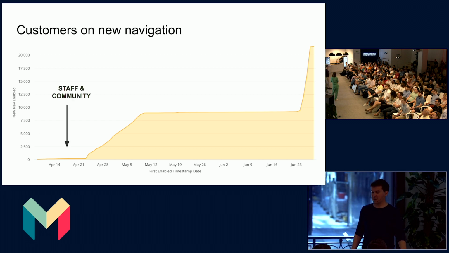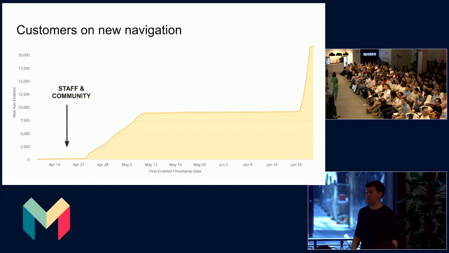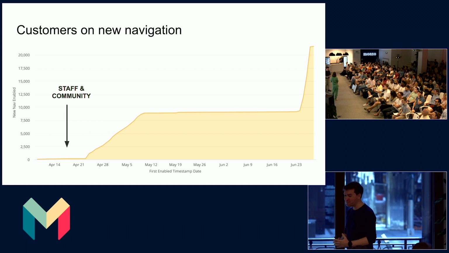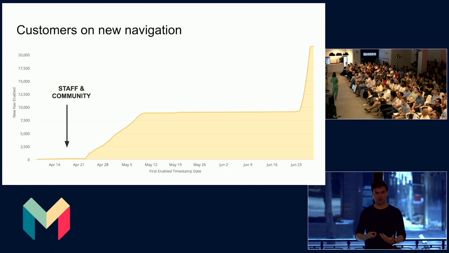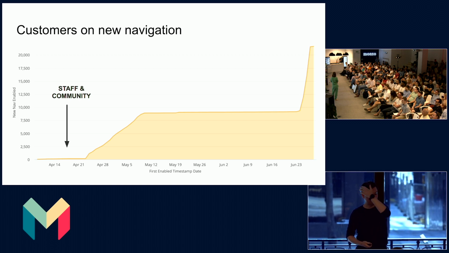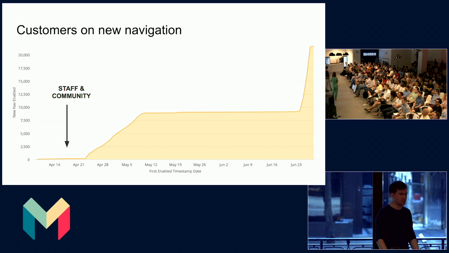So we started in April. We built a version of the app, heavily feature flagged, only available to our team. And we started getting some feedback from ourselves, just from using it on a daily basis. Afterwards, we gave it to the rest of staff, which is roughly 1,000 people.